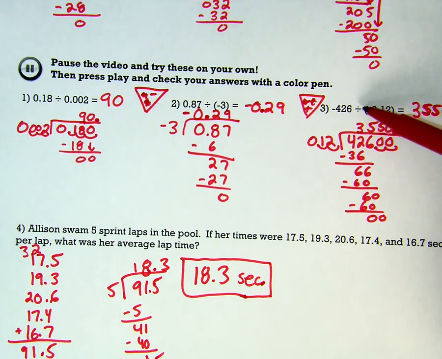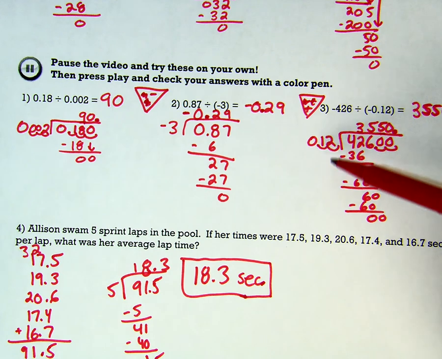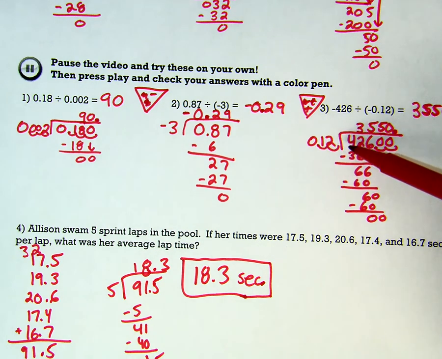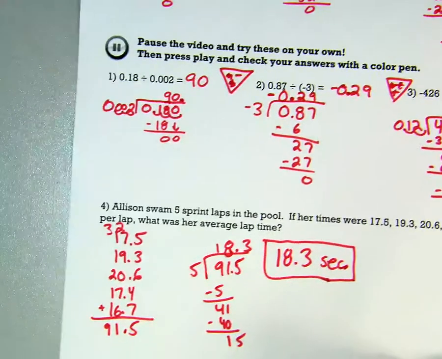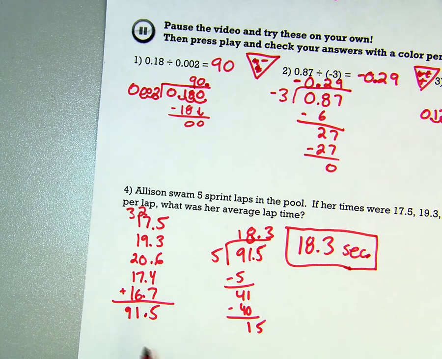Number 3, 426 divided by 0.12. To get 0.12 to a whole number, I had to move the decimal place over twice, which is exactly what I had to do on the inside, and brought it up, giving me an answer of 3,550. And then lastly, we had to do an average. You added all the laps up, and it should have been 91.5 divided by 5. You did not have to move the decimal place at all. You just divide straight into it, and you get an average of 18.3 seconds.